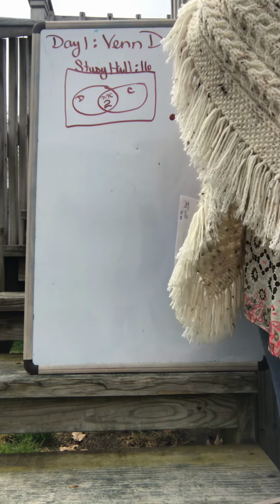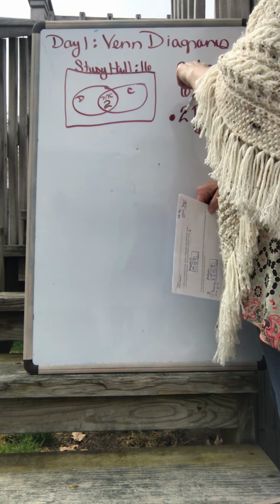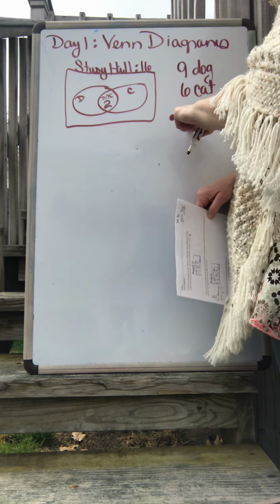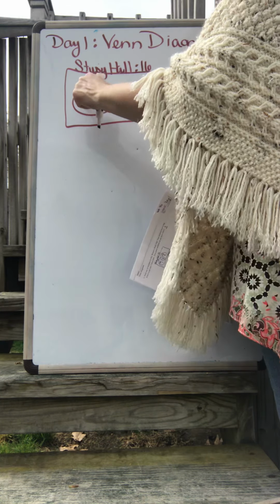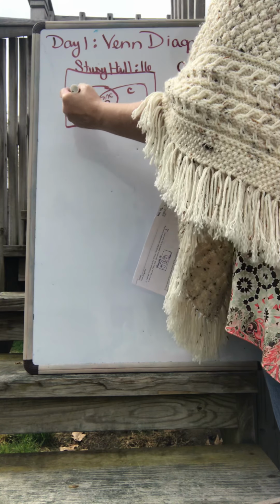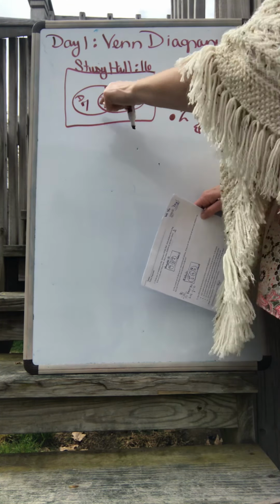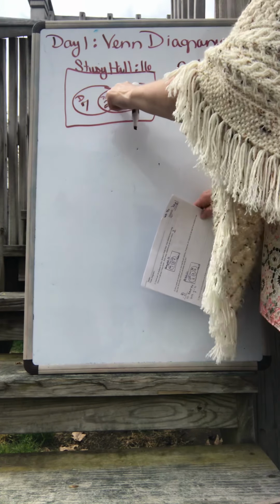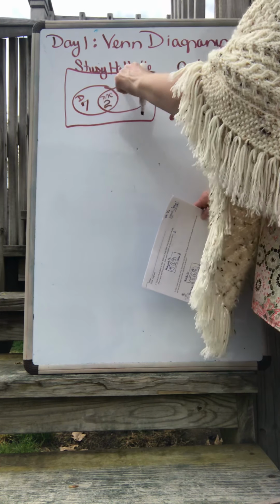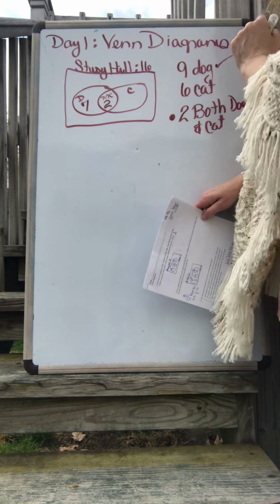So if 9 have a dog, but 2 of them also have a cat, in the dog only, so this is the dog only, there are 7 people. Because 7 have only a dog, 2 have a dog and a cat. There's my 9 people that own a dog.